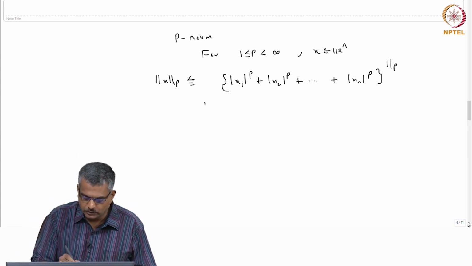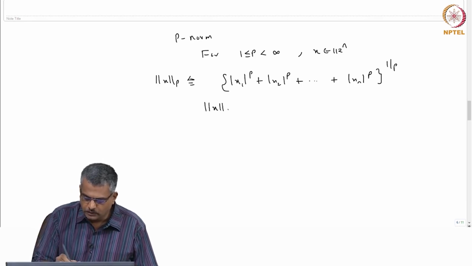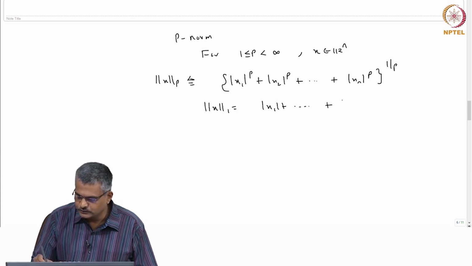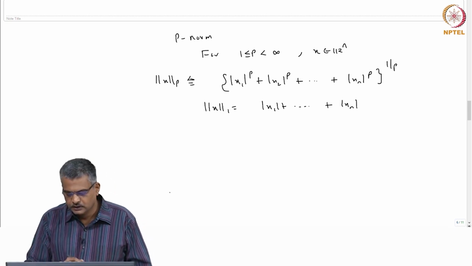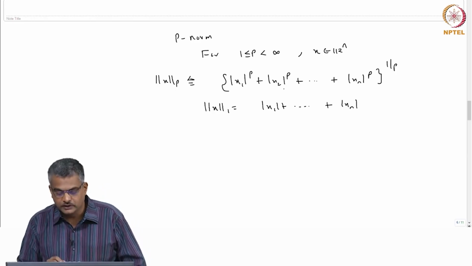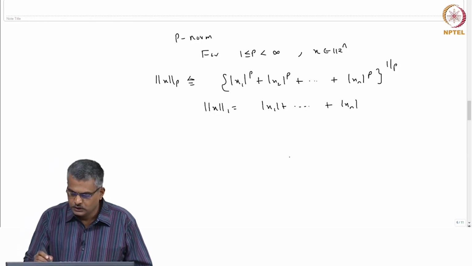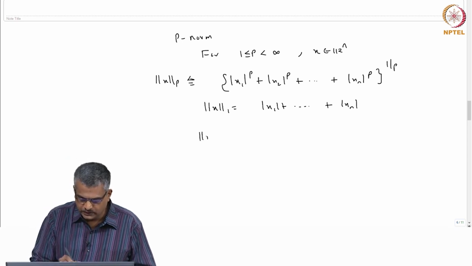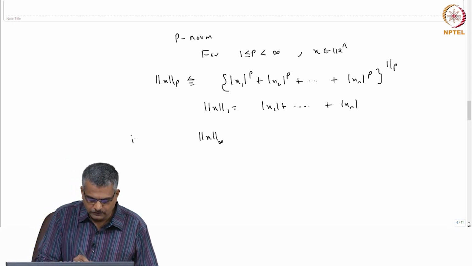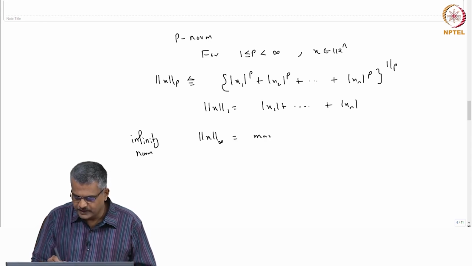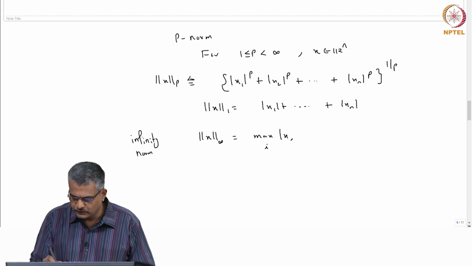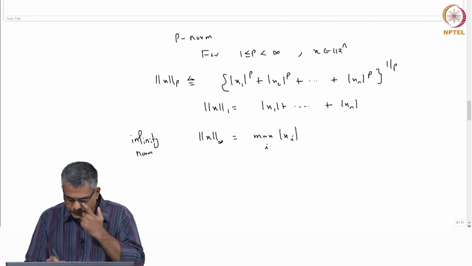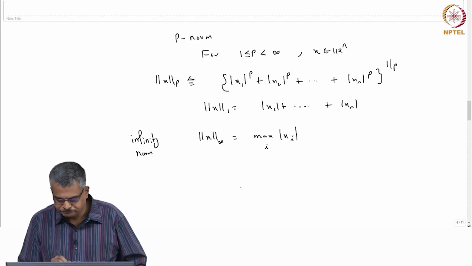So, one can talk about the one norm. The one norm becomes just the sum of the absolute values. The two norm we have already seen, and we get what is known as the Euclidean norm. For p equal to infinity we get what is known as the infinity norm. It is defined as the max over i of the absolute value of x i, where i varies from 1 to n.